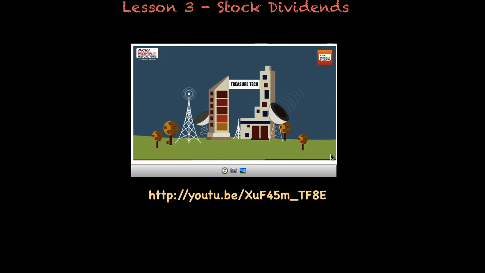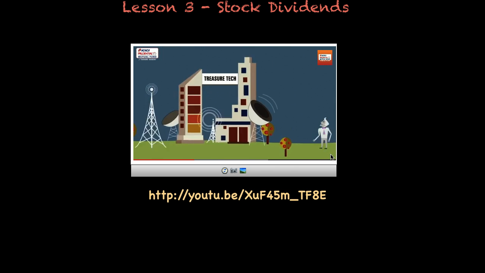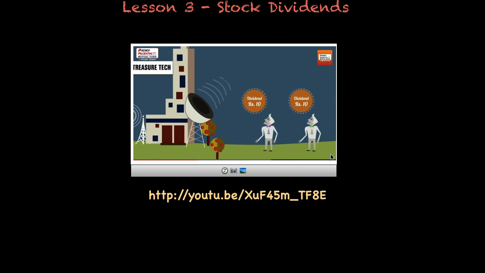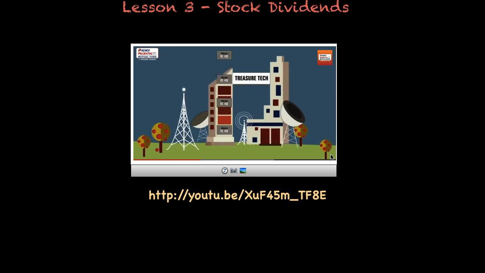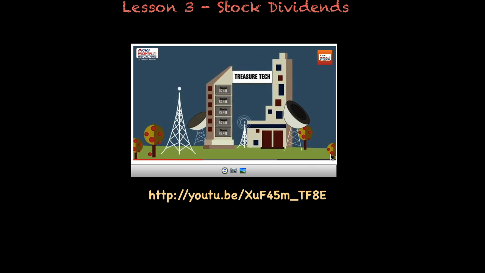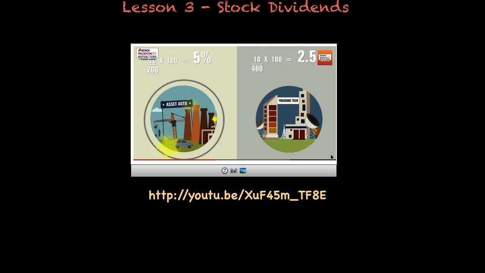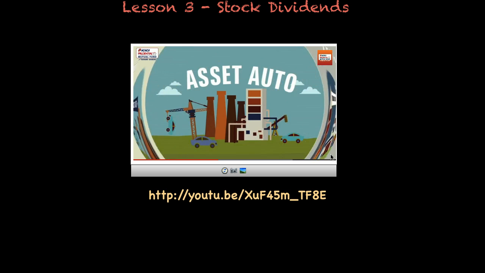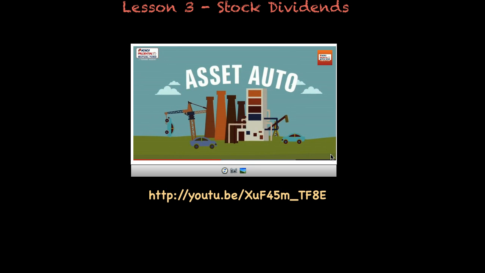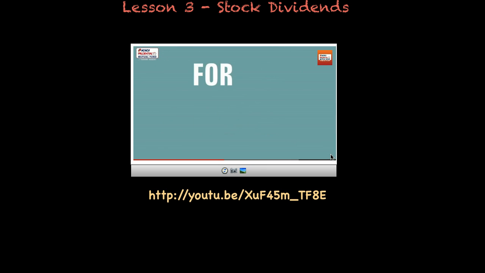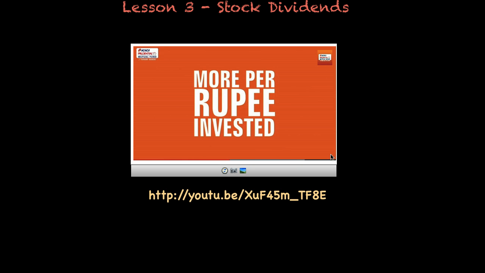On the other hand, Treasure Tech's shares are also paying an annual dividend of 10 rupees per share, but its stock is trading at 400 rupees per share. Even though both companies are paying 10 rupees as dividend, you're getting more bang for your buck through Asset Auto because it has a higher dividend yield. Simply put, by investing in Asset Auto, you pay half as much for the same earnings, thereby earning more per rupee invested.